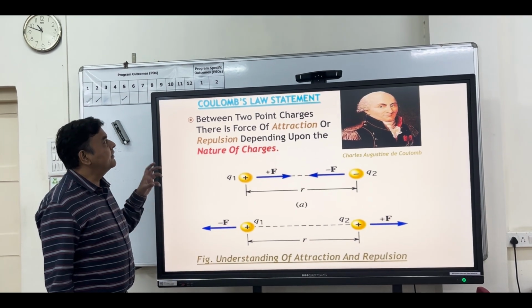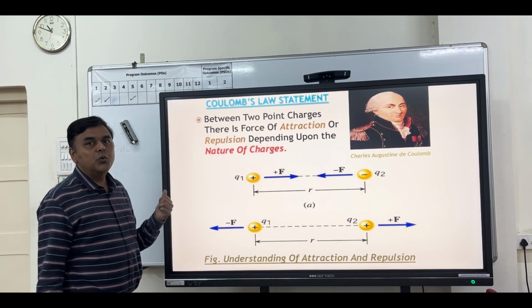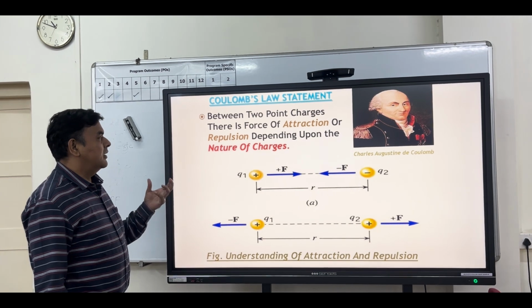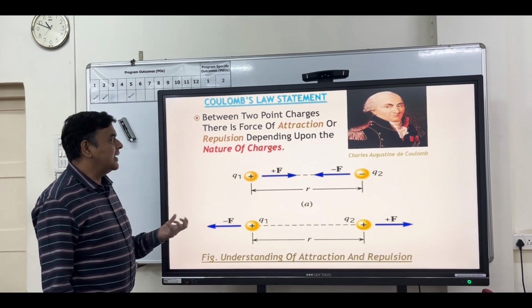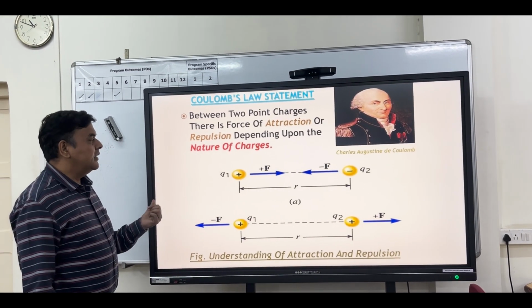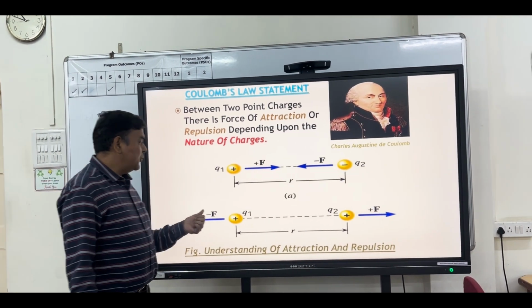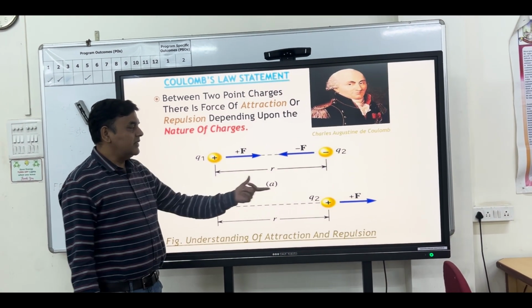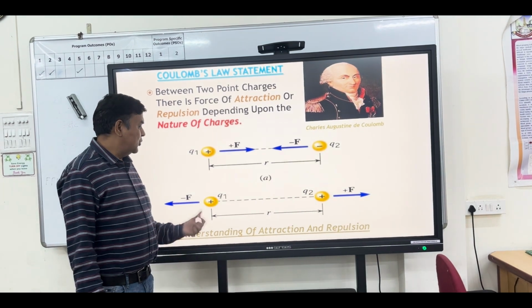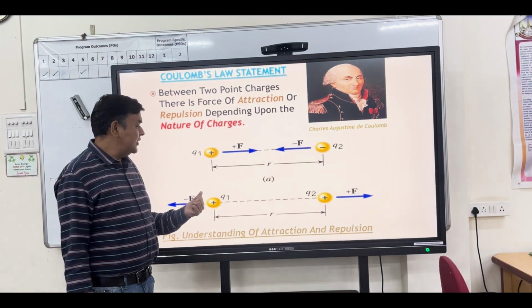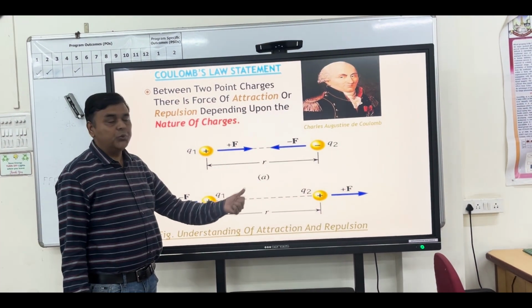equations, or he has given the statement that if there are 2 point charges, there may be like charges or they may be unlike charges. So if I assume that there are like charges, there is a force of repulsion. Here you can see Q1 is a positive charge, whereas Q2 is a positive charge. So there is a force of repulsion between charge Q1 and charge Q2.